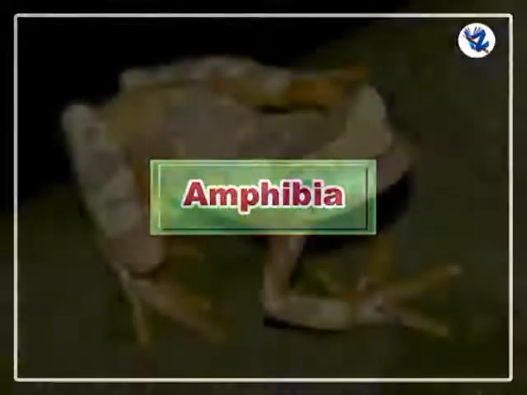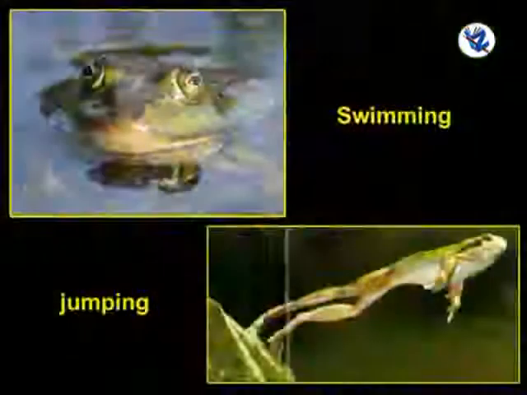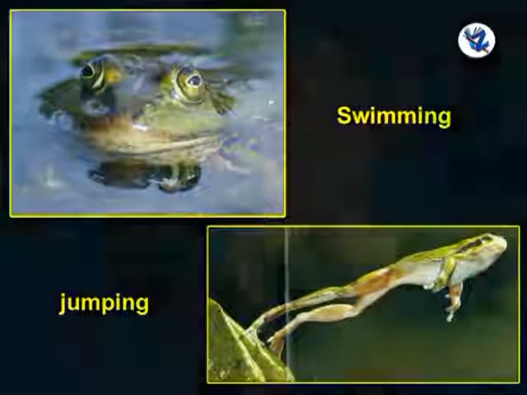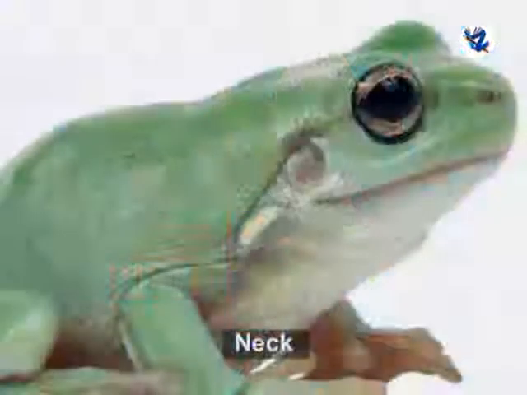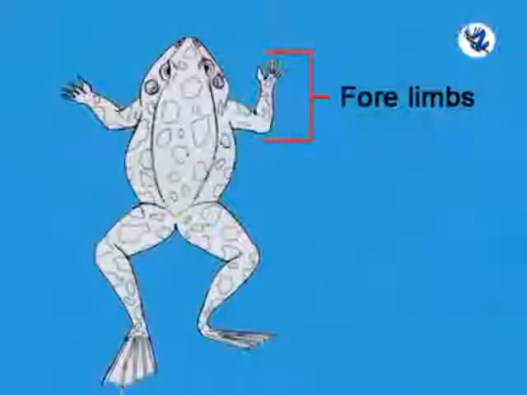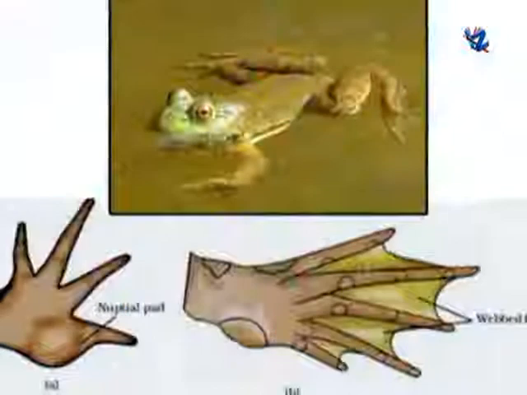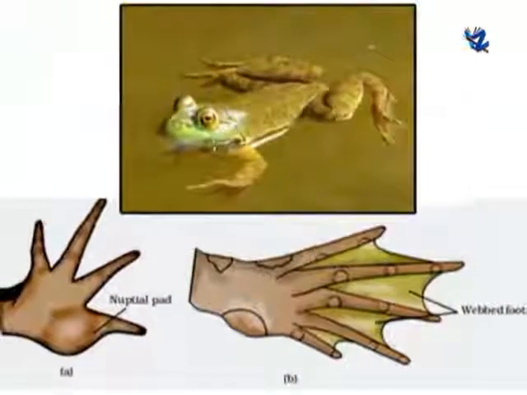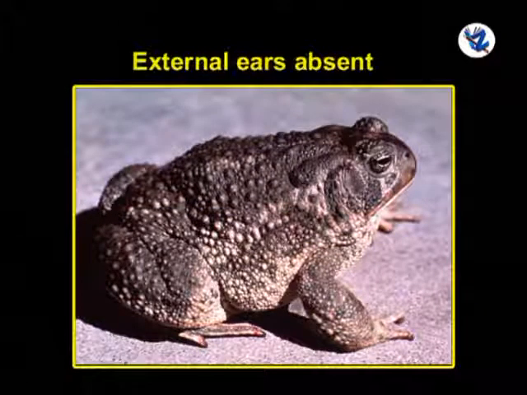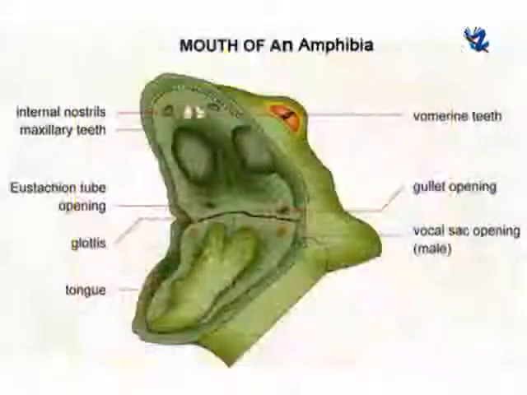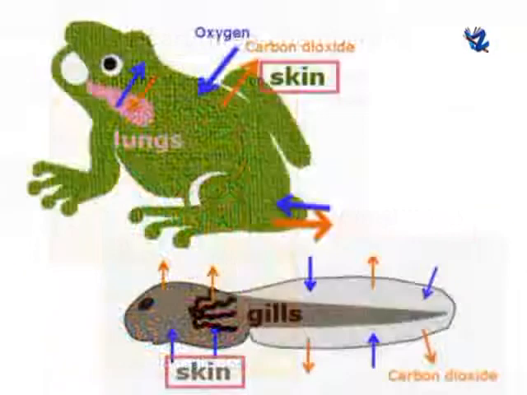First, Amphibia. Can live on land as well as fresh water. The locomotion by swimming and jumping. Body divided into head, trunk and tail. Neck absent. 2 weak forelimbs. 2 strong hind limbs. Webbed digits present for swimming. Exoskeleton absent. External ears absent. No teeth in mouth. Heart is 3-chambered.